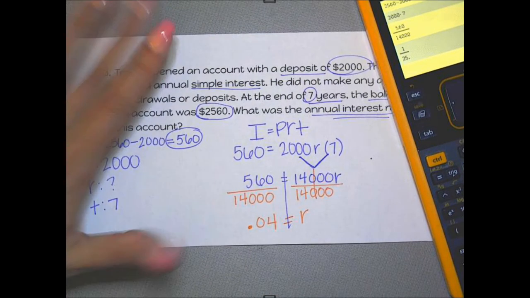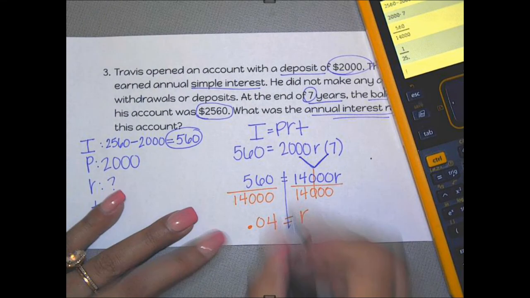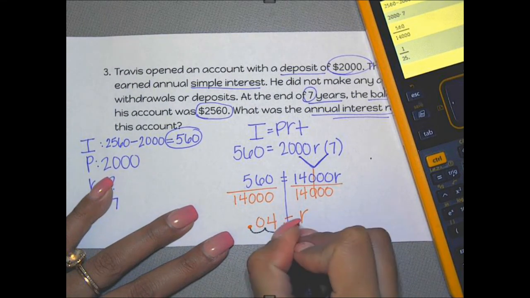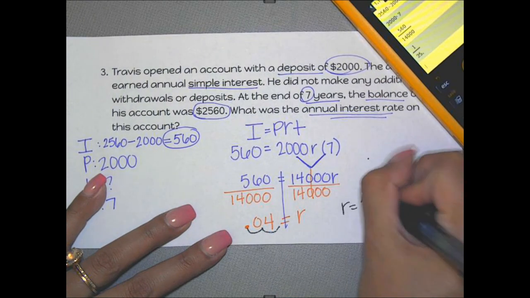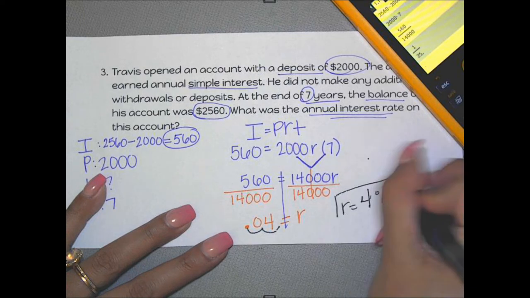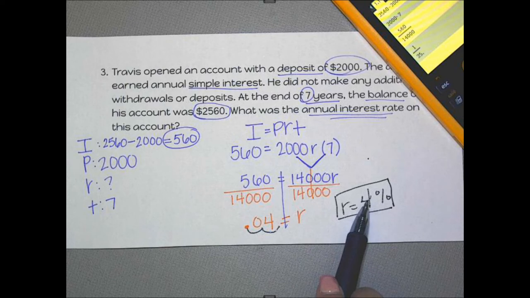Okay. Now on the Google form, it does say convert your answer to a percent, type the percent sign. So right now I'm at a decimal, and I know that if I want to turn it into a percent, instead of going 2 places to the left, since I'm working backwards, I'm going to go 2 places to the right. So 1, 2. So my rate is going to be 4%. All right. And it does say to type in the percent sign. So you should have typed in 4% for question number 3.